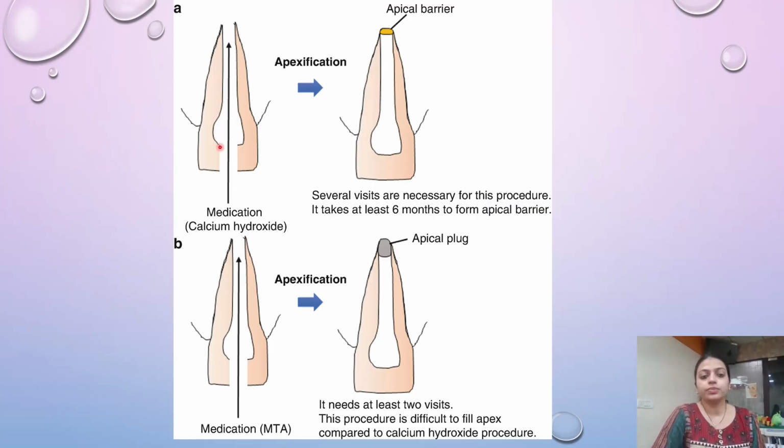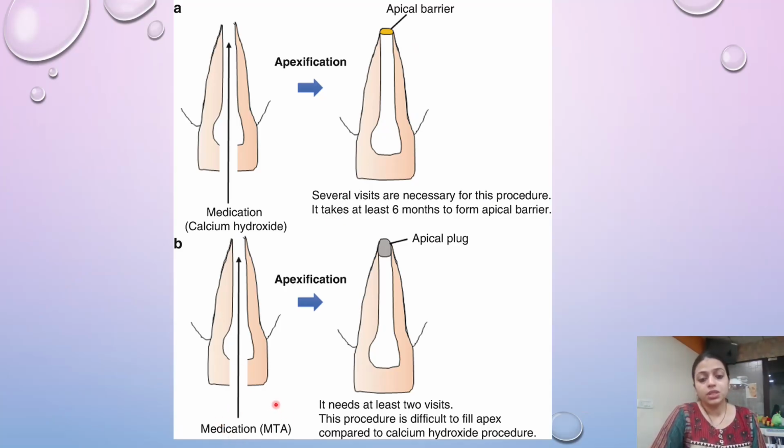Okay, so you can see if we are putting calcium hydroxide for several weeks, then several visits are necessary. Okay, it takes at least 6 months to form the apical barrier. It is the hard tissue structure which is formed at the apex. Okay, and then against this we can fill the rest of the canal. Okay, this allows maturation of the root. The thickness of the root walls also increases with time.